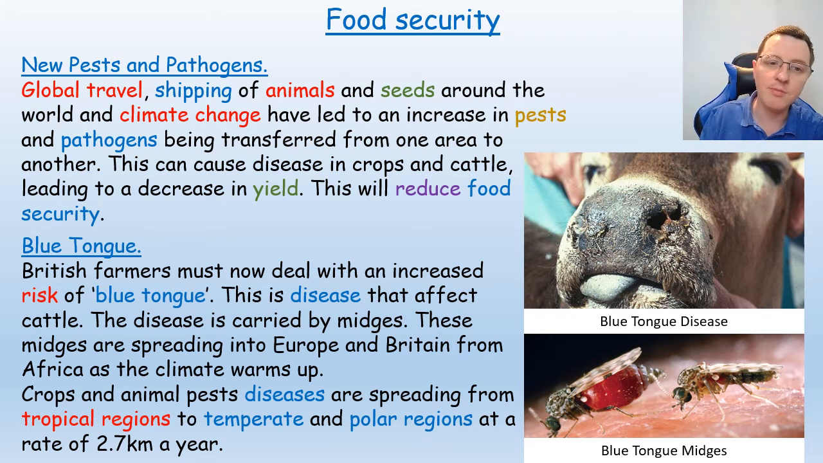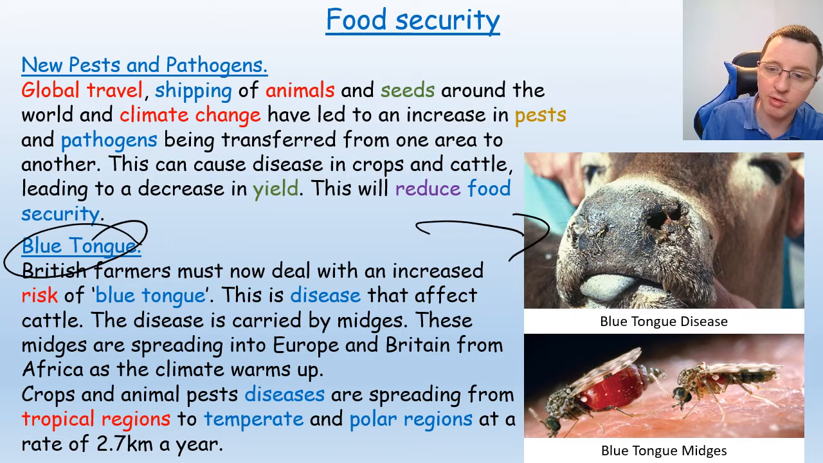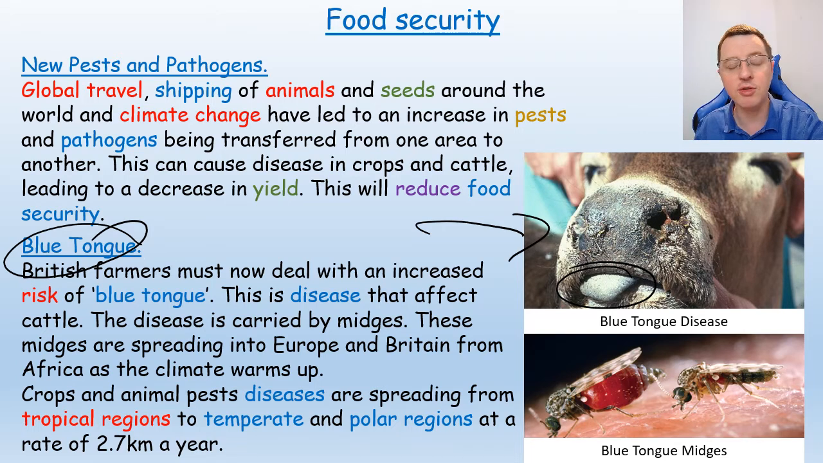area. One example of this is blue tongue, and you can see that here with this particular cow. You can see his tongue has a bluish tint to it. British farmers must now deal with an increased risk of this blue tongue disease. And this is a disease that affects cattle, and the disease is carried by midges. These midges are spreading into Europe and Britain from Africa as the climate warms up.